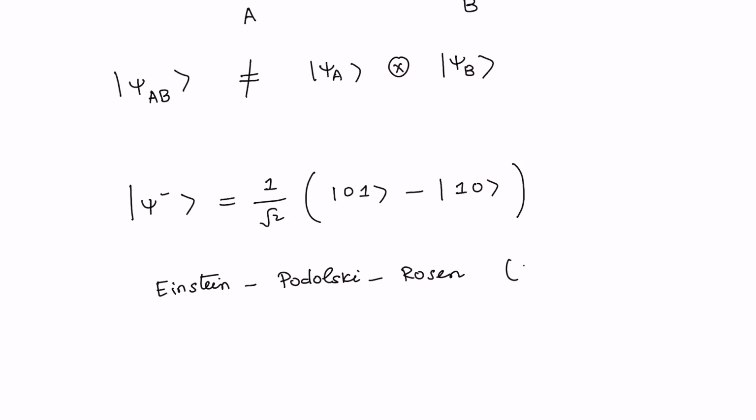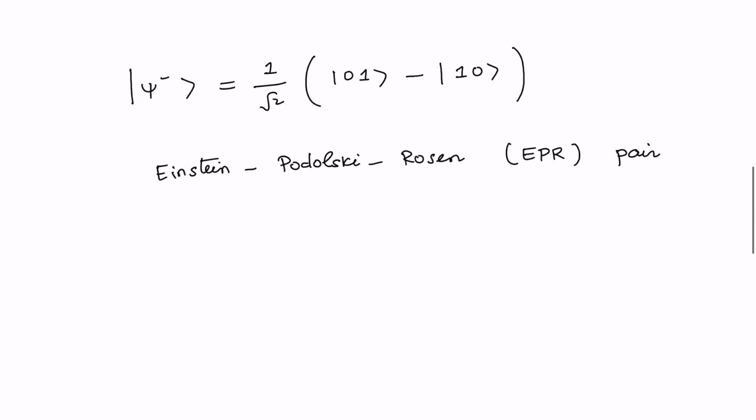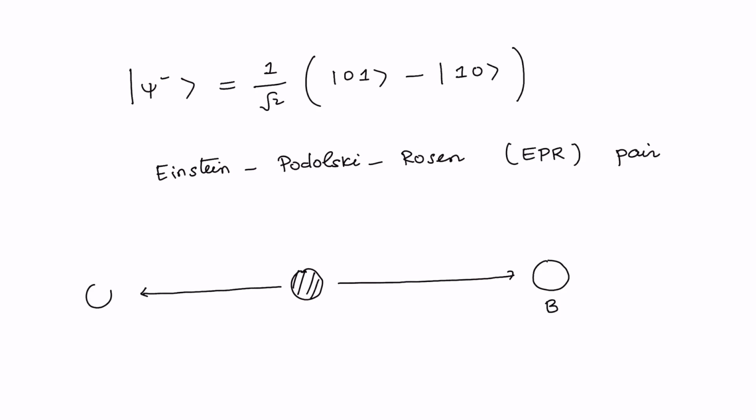Einstein-Podolsky-Rosen pair. This particular quantum state represents an EPR pair. Let me explain it a little bit more clearly. Suppose we have a source emitting a pair of particles. One particle goes in one direction and is received by a person, say Bob, and the other particle goes in the opposite direction and is received by a lady called Alice, and both Alice and Bob are separated from each other by a far away distance.